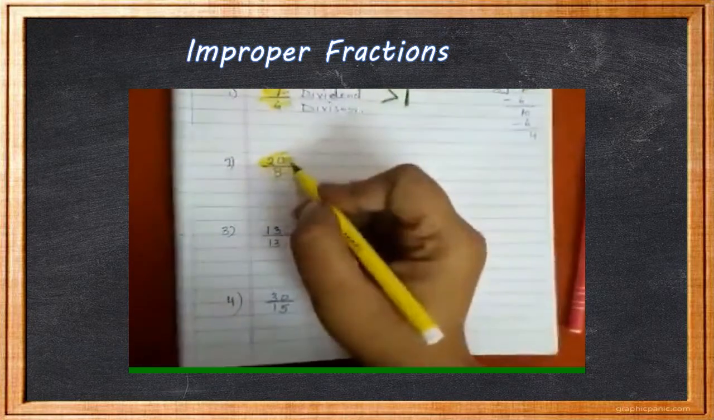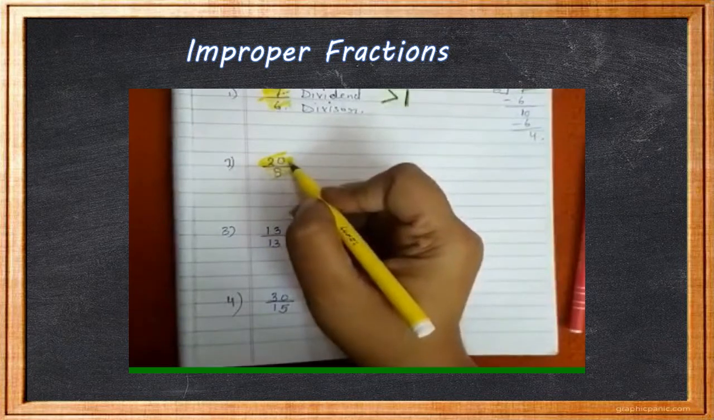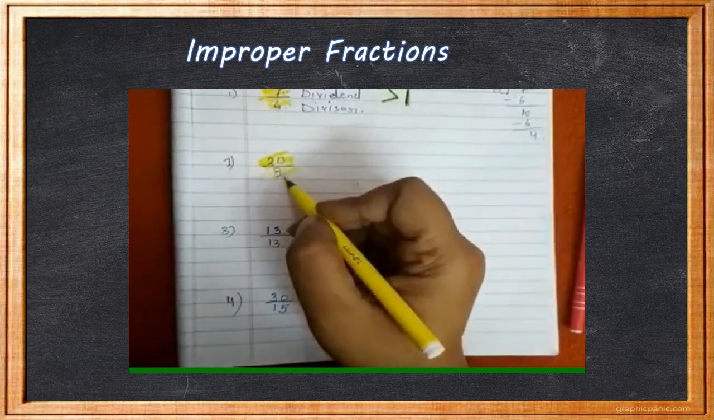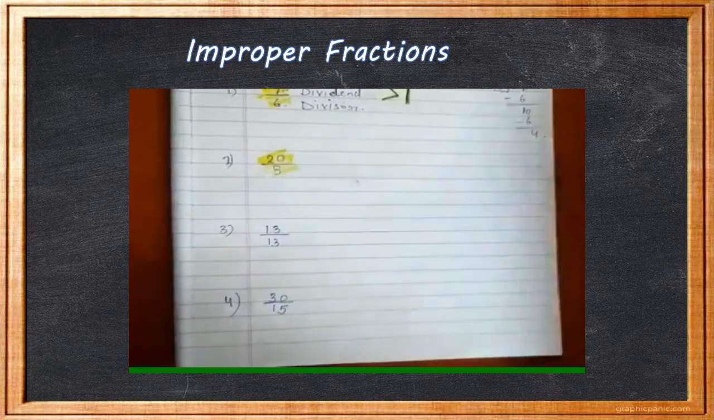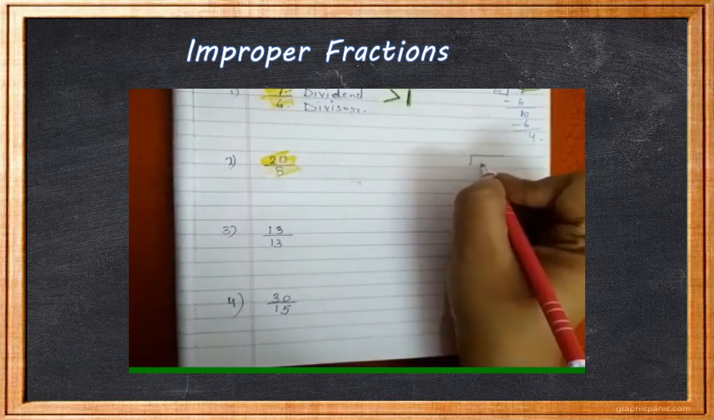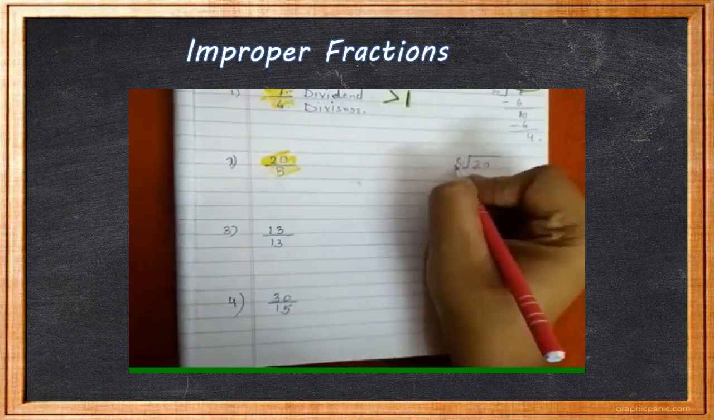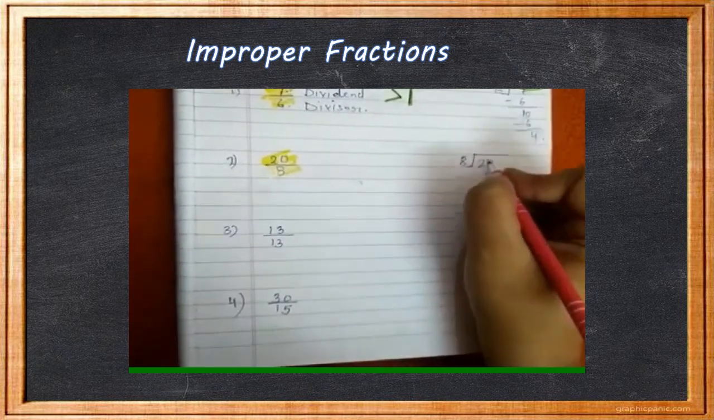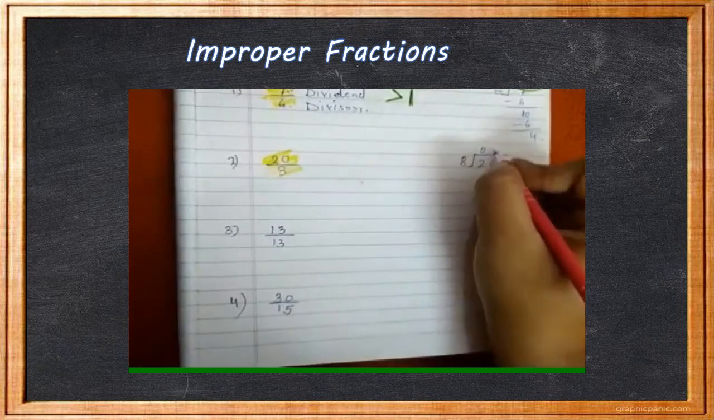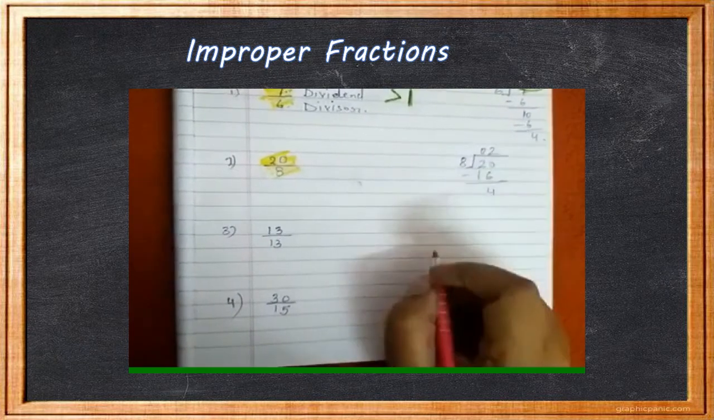20/8. Here we can see 20 is greater than 8. 20, that is numerator, is greater than 8, that is denominator. Now divide, children, just to check whether it is greater than 1 or not. 20 is numerator, so it will come inside the division box, and 8 will be outside as a divisor. So 8 2s are 16. Yes, 4 will be down.